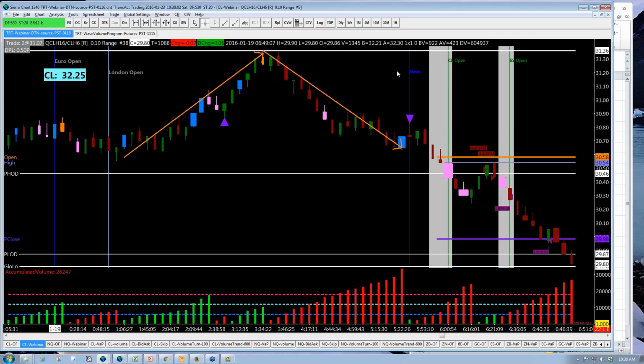I have a signal right there to short. I also have a signal right there. So let's talk about both of those and what they are telling us, okay? Let's do this one first, no interest short, because that's the trade I actually took, and then we'll talk about what that orange bar means.